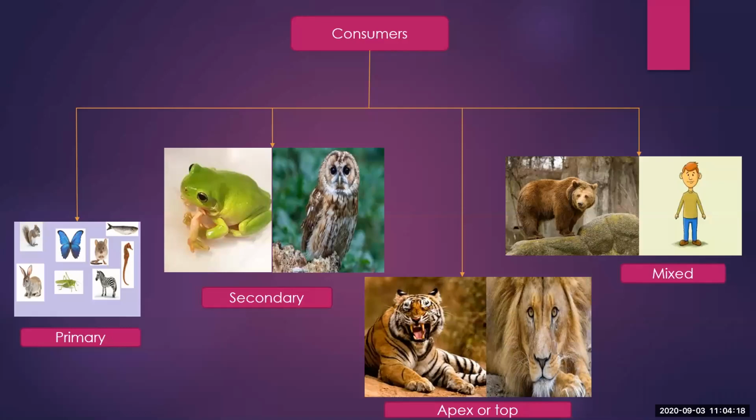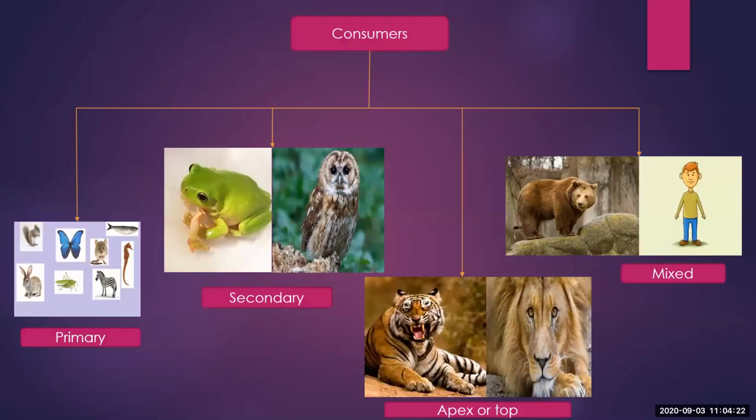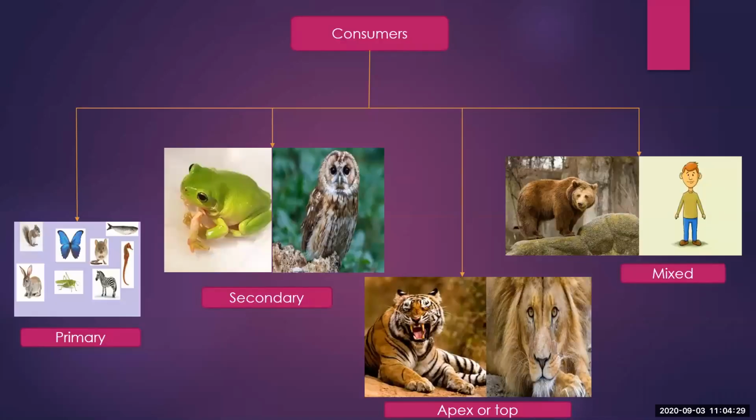The examples of primary consumers are butterfly, grasshopper, rabbit, zebra. Then secondary consumers are fox, owl, frog. Then apex or top consumers are tiger, lion. Mixed consumers are human being and bear.